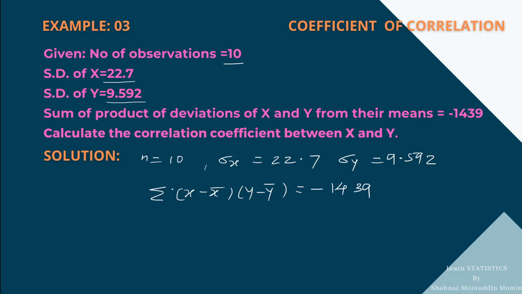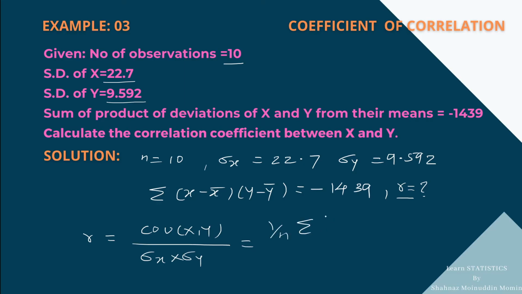Here we want to obtain the value of correlation coefficient between x and y, which is denoted by small r. By definition, the correlation coefficient is given by r is equal to covariance between x and y divided by sigma x multiplied by sigma y. But the covariance is nothing but 1 upon n summation (x minus x bar) into (y minus y bar), divided by sigma x into sigma y.